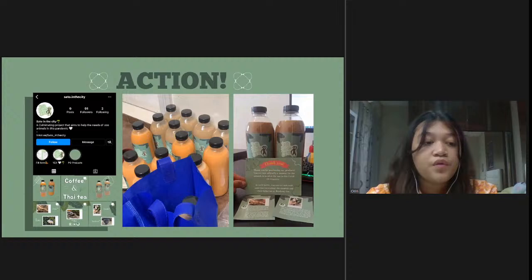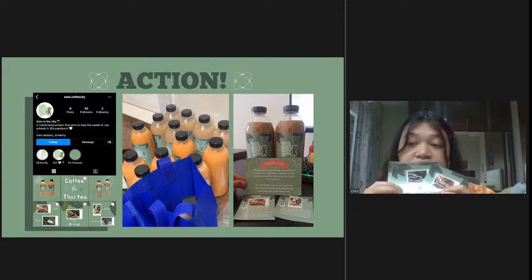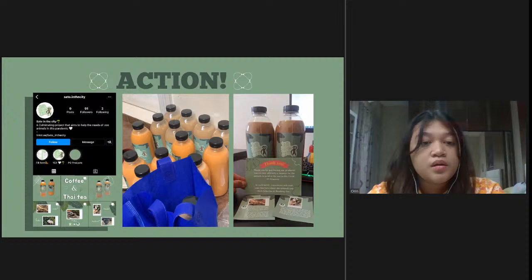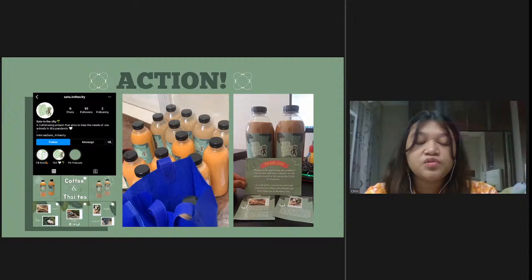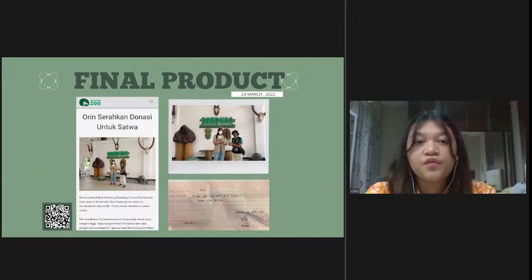for this project. And so by purchasing this drink, the customer can help to donate to the zoo during this pandemic situation. And also by buying each of the drinks, you will get these fun fact stickers, as I said before. I actually have it here. And lastly, I also made an Instagram for this project to promote and to sell my product. It actually went really well, thanks to the customers and also thanks to the people who supported my project. So the final product for my project is a donation.